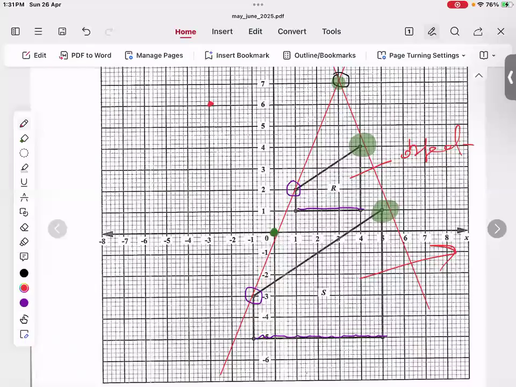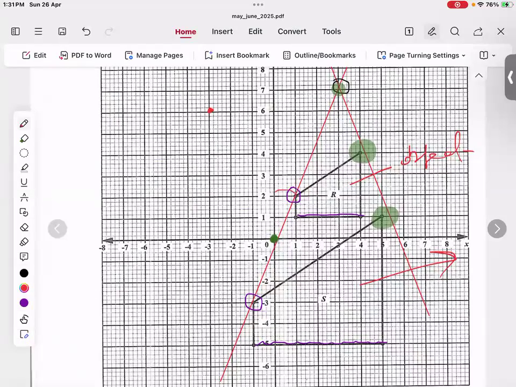Do the same thing here. 1, 2, 3, 4. 1, 2, 3, 4, 5. So there's 1 above that. Right here.